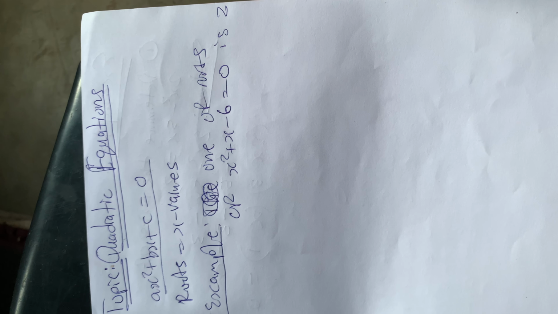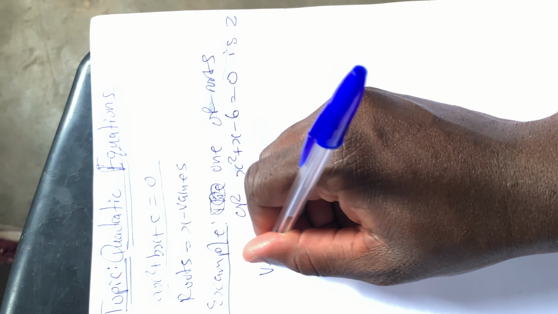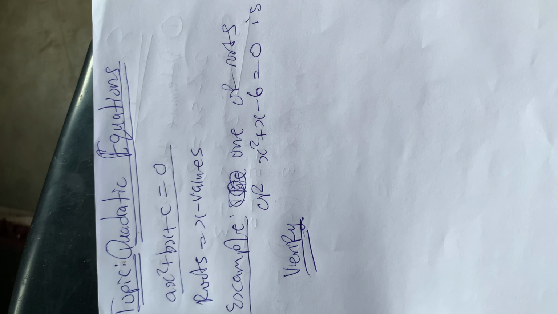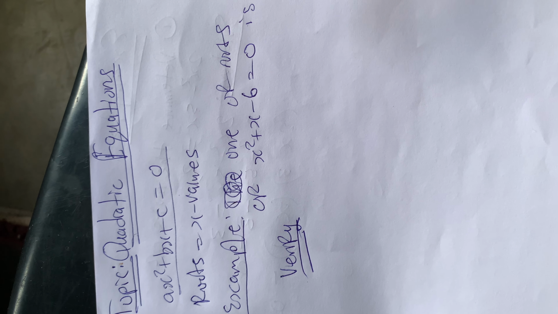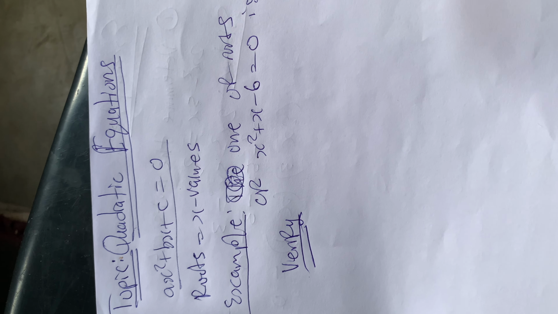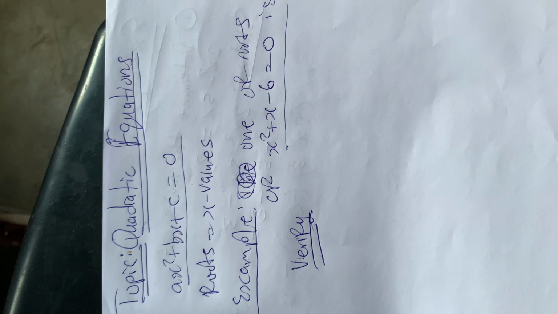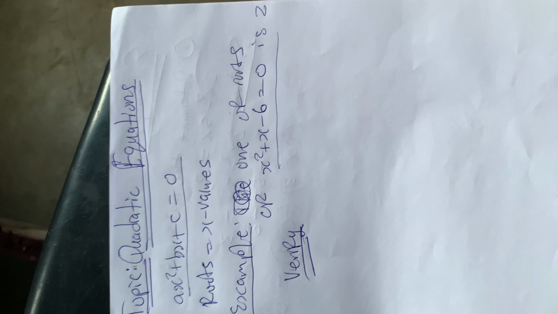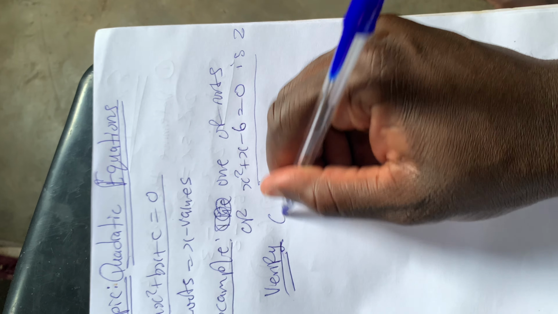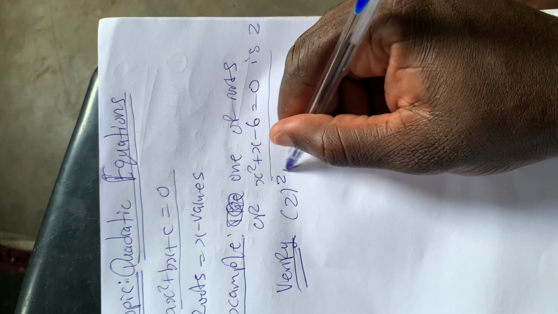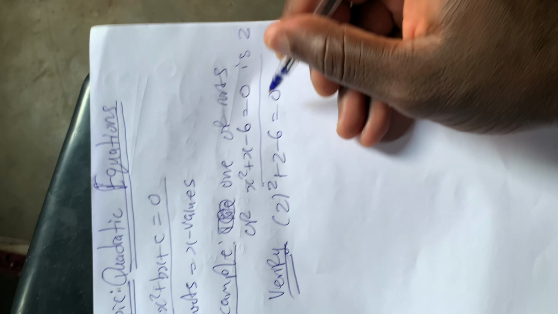Why? Because if you verify this, the x value here is 2 because it's the root. It is the value of x that satisfies this quadratic equation. So since x is 2, we can plug in or substitute 2 where there is x. This will be 2 squared plus 2 minus 6 equals 0.